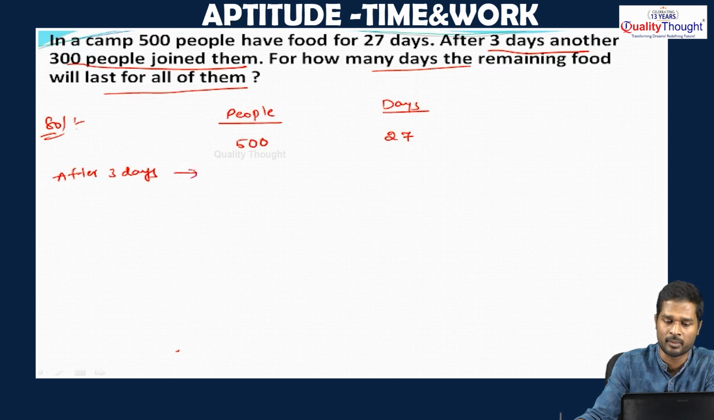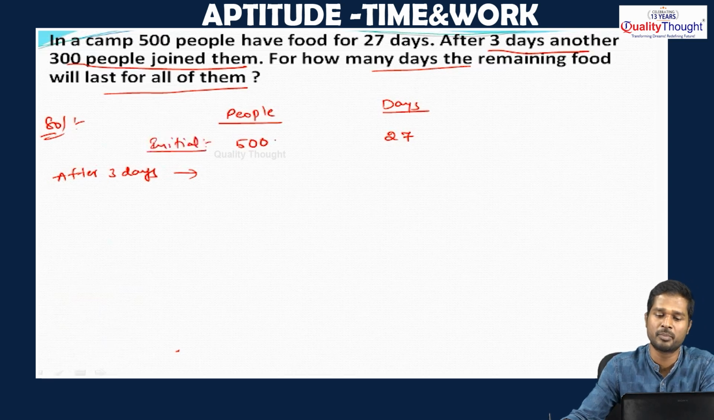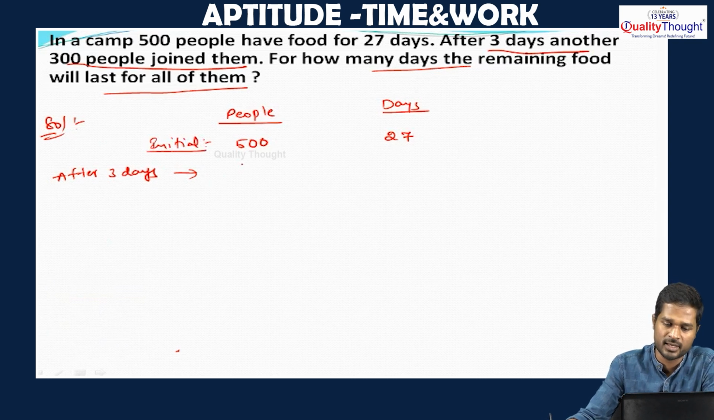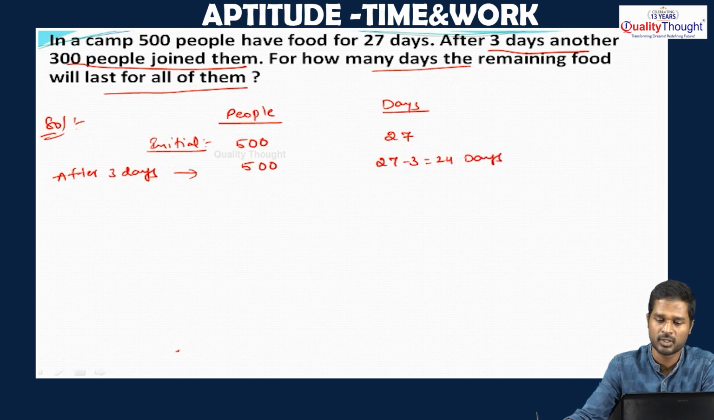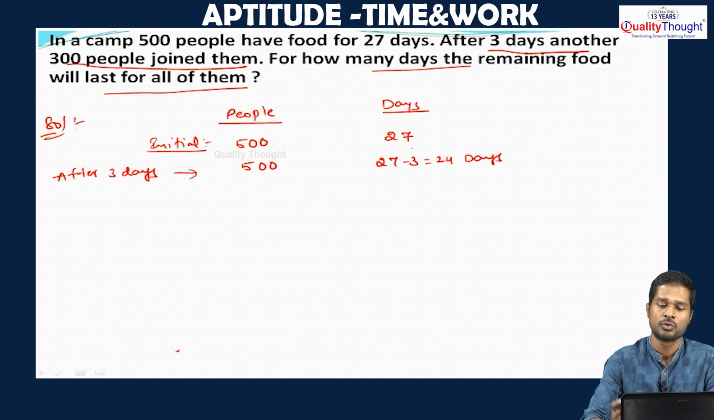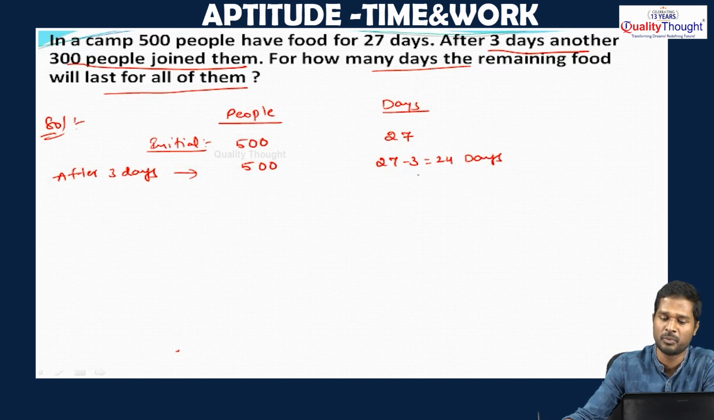I will write here initially. That means originally there were 500 people, the food will come for 27 days. Then after 3 days, for the same 500 people the food will come for 27 minus 3, 24 days, because these 500 people have used the food of 3 days. So for the same 500 people, now after 3 days the food will come for 24 days.